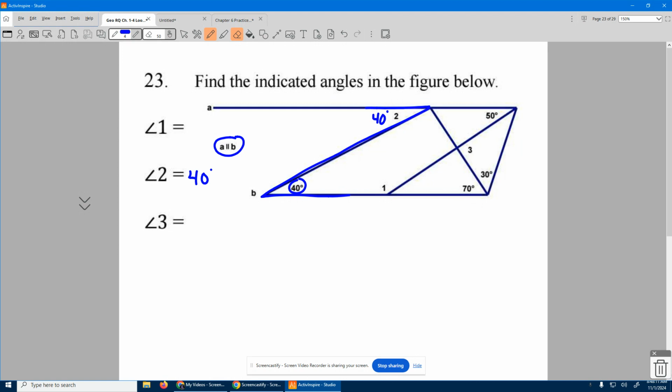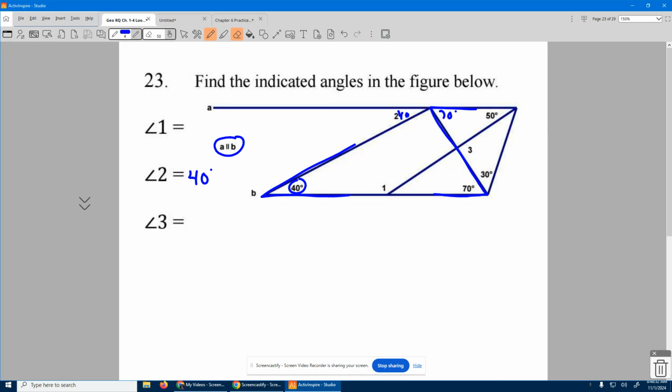Looking at the other things, what do we see? Do we see any other bits? Well, I see a line. Let me erase this. So we have that 40. I see a line here, a parallel line, down the transversal to the other parallel line, another Z-meister. So I know that corner is 70.